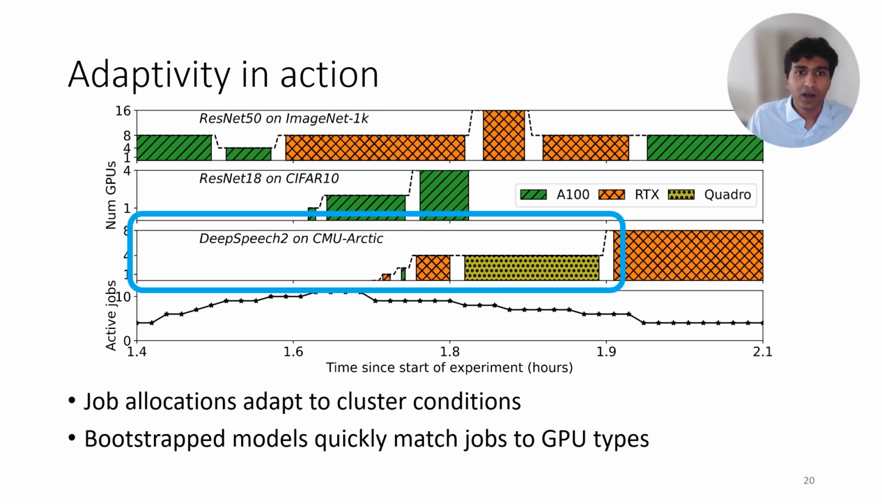In this second window, CR scales up a Deep Speech 2 job while exploring all 3 GPU types using its bootstrap throughput model approach. It eventually settles on RTX and Quadro GPUs, leaving the A100s free for other jobs.